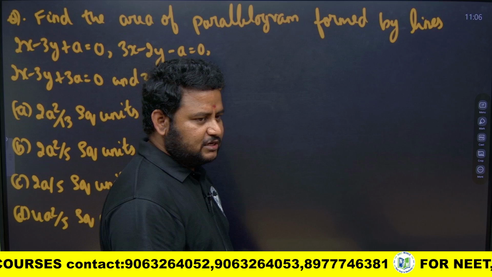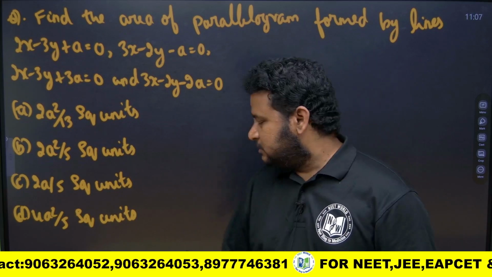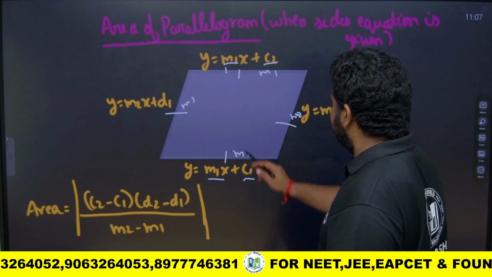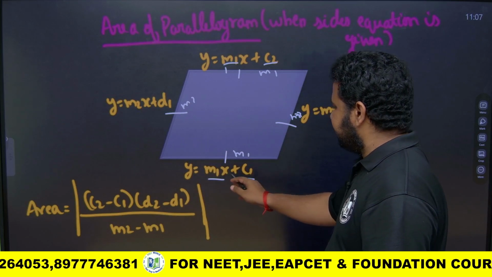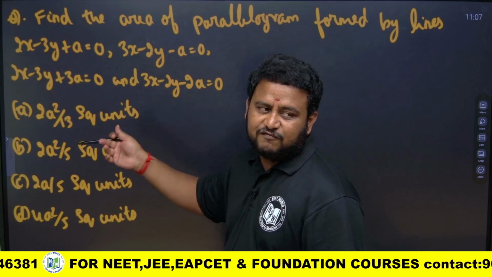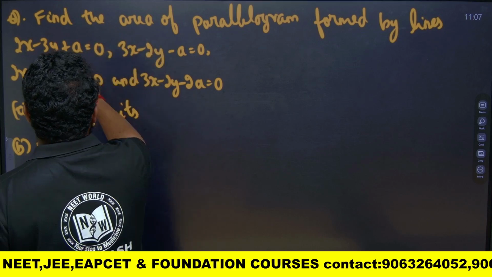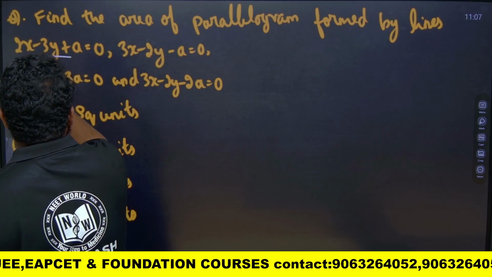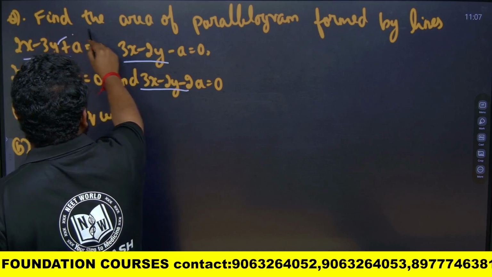Now first of all you have to understand, when I discussed the concept of area of a parallelogram, I told you y is equal to mx plus c, here also y is equal to mx plus c, y is equal to mx plus d1, y is equal to mx plus c1, something like this. But here the given lines are not in the standard form. We have to bring them to the standard form. 2x minus 3y, here also 2x minus 3y, they are parallel. 3x minus 2y, 3x minus 2y, they are parallel. So first let me bring this into standard form.